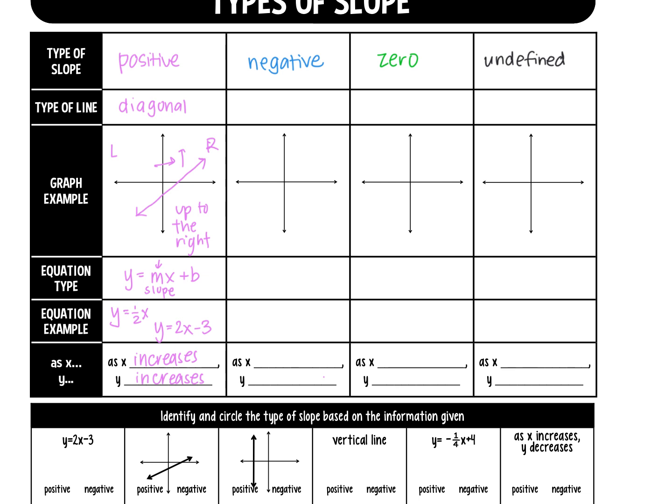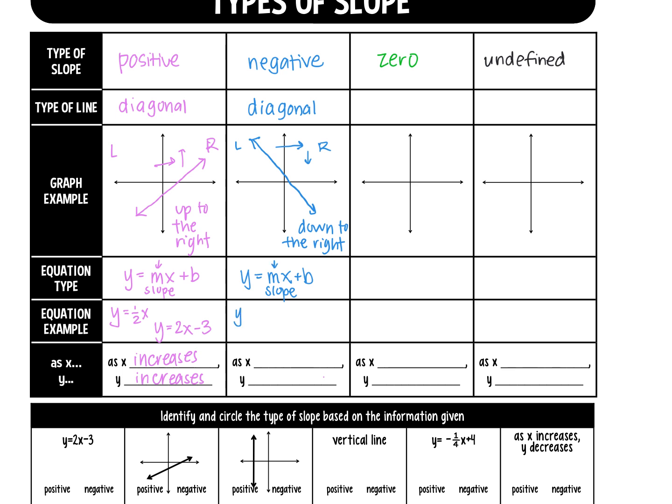Our negative slope also gives us a diagonal line. But in this case, we're going down to the right. So as we move from left to right, x increases, the y decreases. Our equation is in the form of y equals mx plus b. Remember that our m is our slope, so this number in front of x will be a negative number.